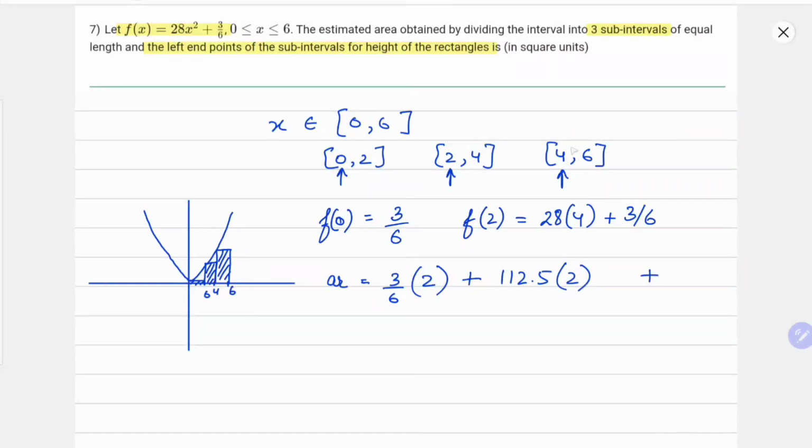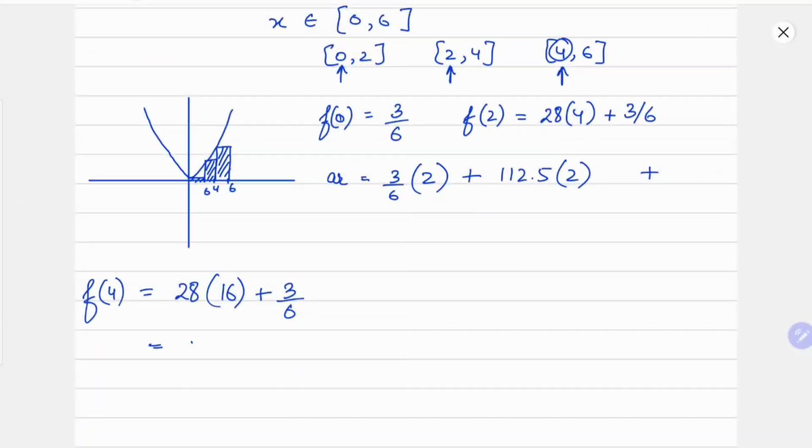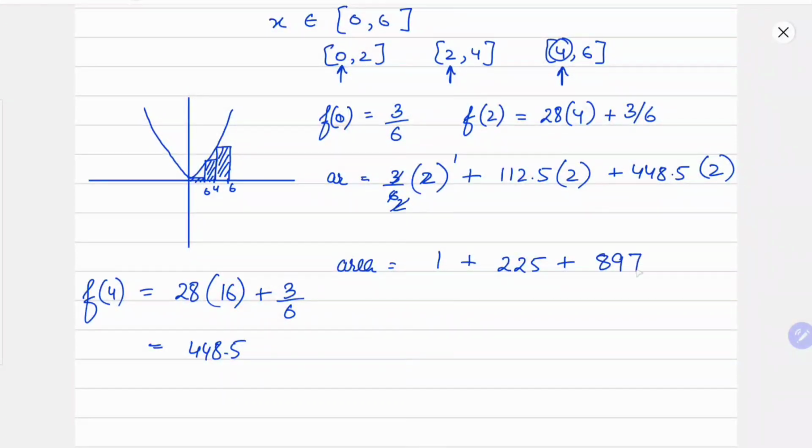Okay, and now finding out the final area. Here 4 is going to be the height, so f of 4, let's find it out at the side. f of 4 equals to (28 into 16 plus 3) by 6, which comes out to be 448.5. So we add 448.5 into 2. So you can clearly see this is going to be half and this becomes 1. So our area is equals to 1 plus this 2 times becomes 225 plus 897. So our complete area comes out to be 225 plus 898, which comes out to be 1123 unit square. So our final answer is going to be 1123.